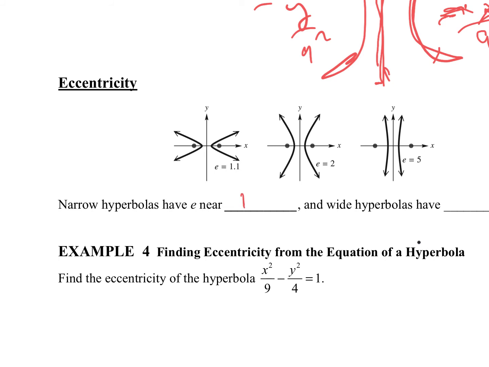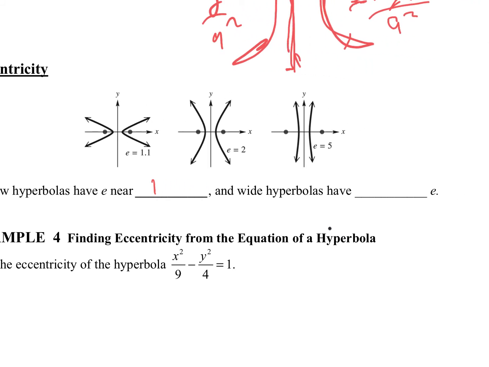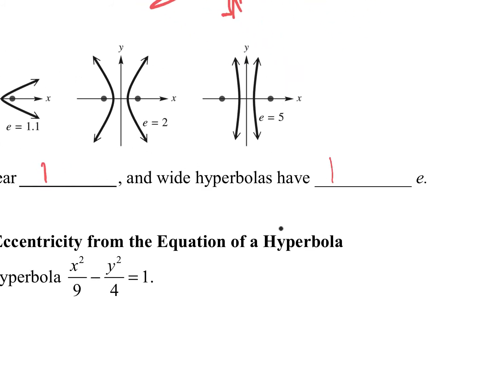Near a 1, the more narrow it is. And wide hyperbolas have large eccentricity. That would mean greater than 1 for sure, okay? A lot greater than 1.